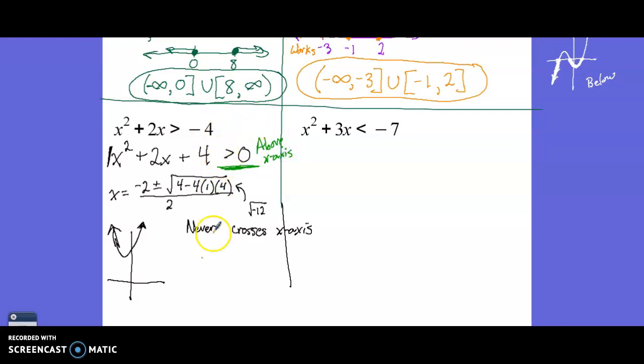So how do we write our answer in interval notation? Well, everywhere means from -infinity to +infinity. There you go.